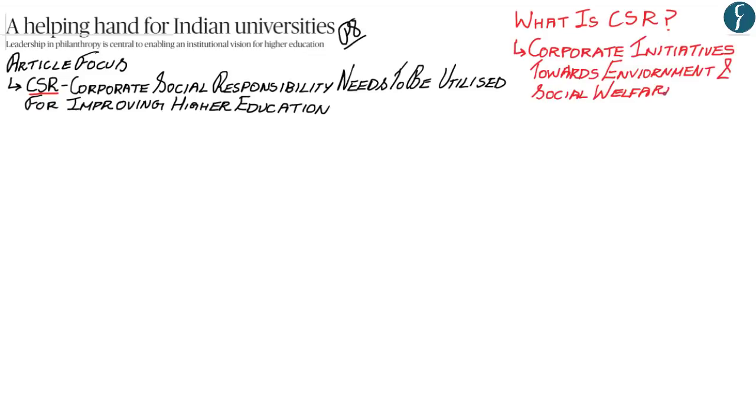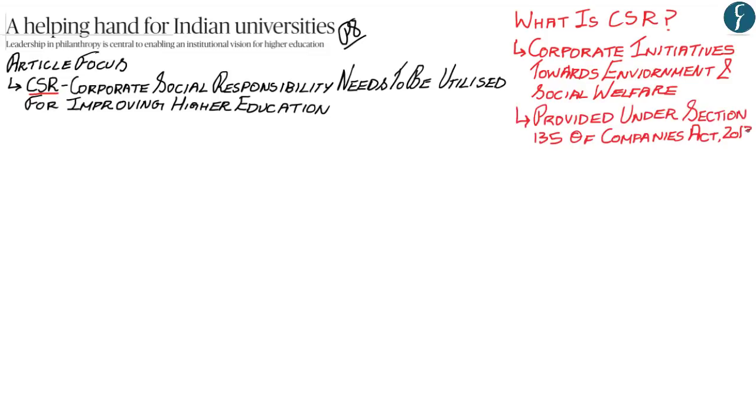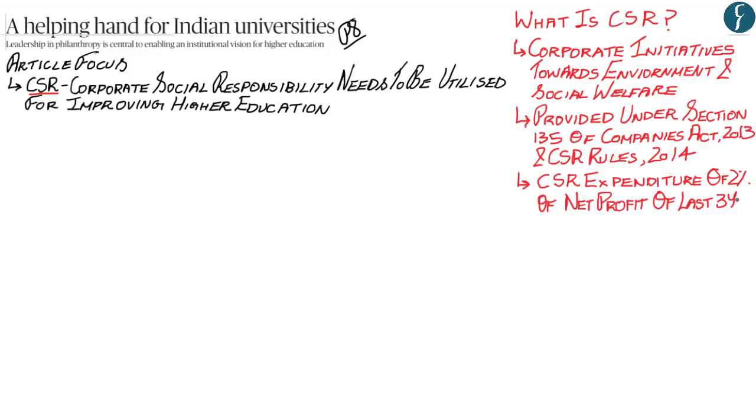Now, corporate social responsibility in India is provided under Section 135 of the Companies Act of 2013. Moreover, various provisions of corporate social responsibility are further provided in the Corporate Social Responsibility Rules of 2014. Now, as per Section 135 of the Companies Act of 2013, the CSR expenditure by companies needs to be 2% of the net profits of that company in the last 3 years.